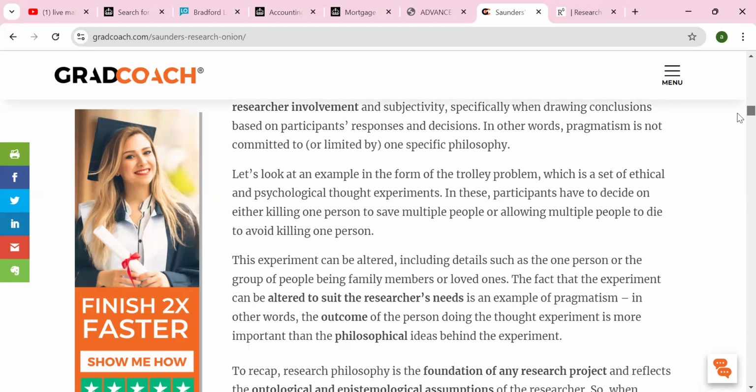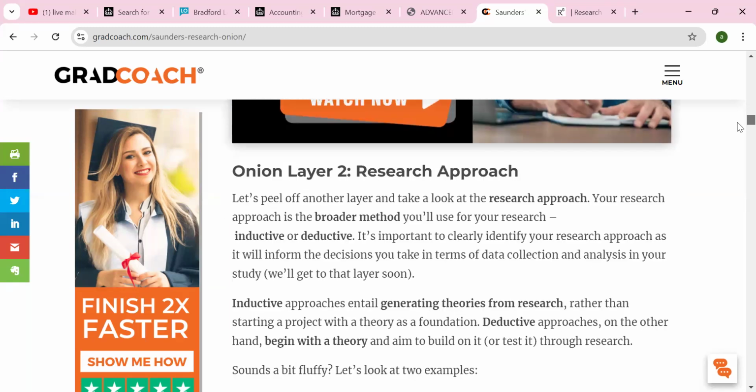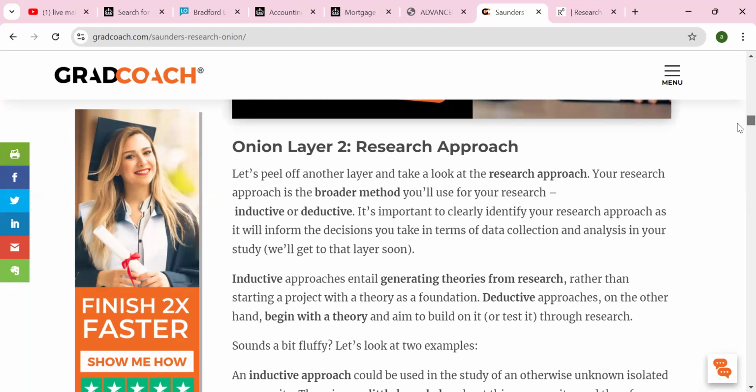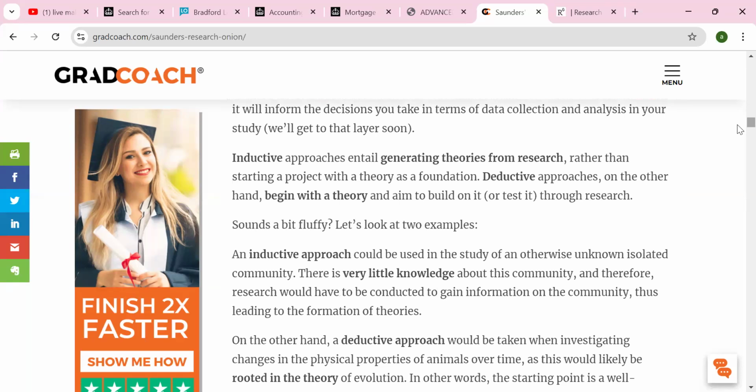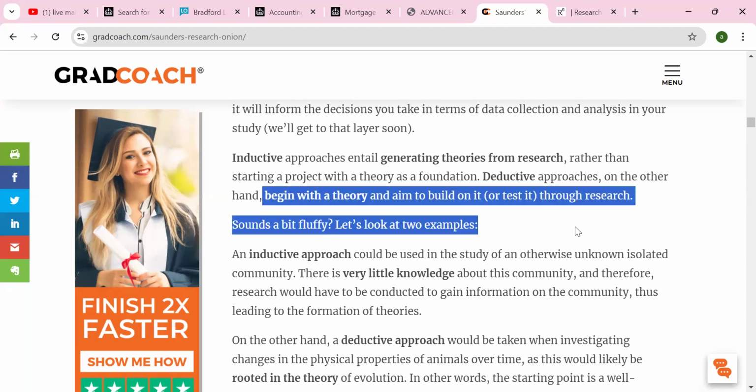No, it's clear. Okay, so in the research onion model, we have various layers. If we look at the second layer, the inductive approach generates theories from the research. Maybe you're developing service quality, customer satisfaction, and loyalty within the research perspective, so you have to draw your theory and models accordingly. On the other hand, the deductive approach begins with the theory and aims to build up. So you have a theory, and on the basis of this theory you want to apply it in the second perspective.